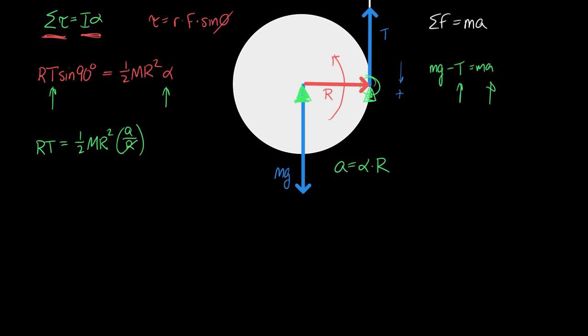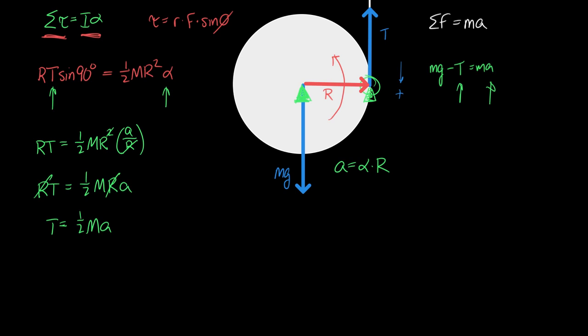I'll cancel this R with that R. And now I'll cancel this R with this R. Are you now convinced? That person's in the room, they should be convinced.